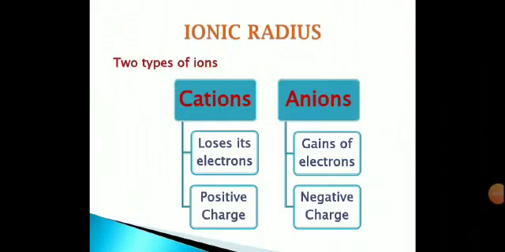First one, ionic radius. What is ionic radius? There are two types of ions that are formed, that is cation and anion. Cation is formed when an atom loses electron and it is positively charged. Similarly, anion means it is gain of electron and it becomes negatively charged.